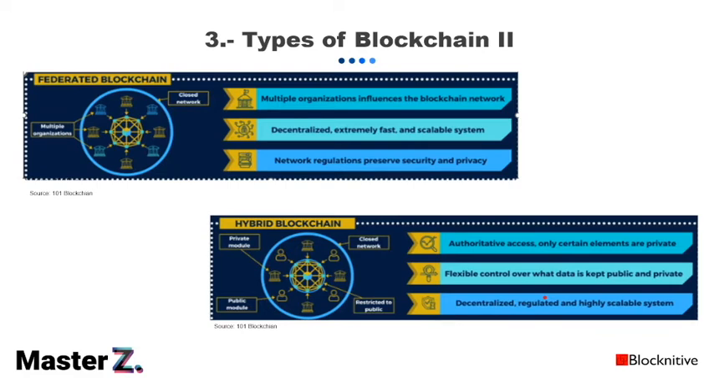And finally, we have hybrid blockchains. I have to be fair, I haven't seen them a lot, maybe 1 or 2 times in 1 or 2 specific cases. Hybrid blockchains are authoritative access only, with certain elements private. It's very flexible, with control over the data, which is kept public and private; a decentralized, regulated, and highly scalable system. I'm going to focus on the advantages. They work in a closed ecosystem without the need to make everything public. The rules can be changed according to the needs.